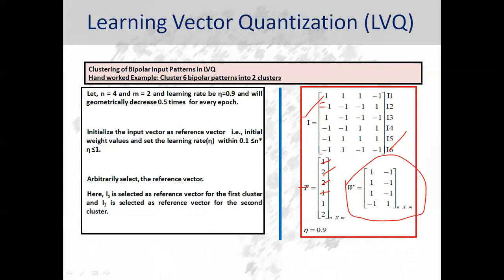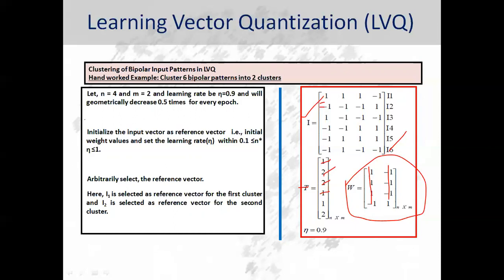Just by looking at this problem, we can imagine the structure of our LVQ. LVQ will have 2 layers, a presynaptic layer and a postsynaptic layer. Your presynaptic layer will contain 4 neurons. Your postsynaptic layer will contain 2 neurons. Each postsynaptic layer neuron will be connected to the 4 neurons of the presynaptic layer, and hence W1 will have 4 weights. In the same way, W2 will also have 4 weights. So these are your weights for W1, these are your weights for W2, and these are your 2 weight vectors.